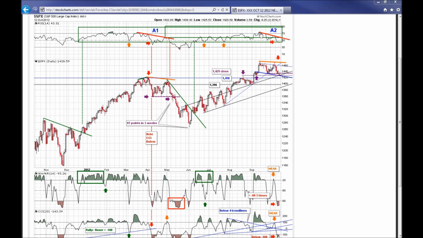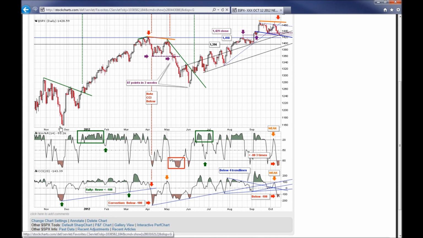Similar situation today. RSI here looks similar to this point here. When we broke below this support level here, the S&P 500 dropped 87 points in 3 weeks from this point here to this point here. We have several forms of potential horizontal support. The levels to watch: 1429, 1418, and 1396.